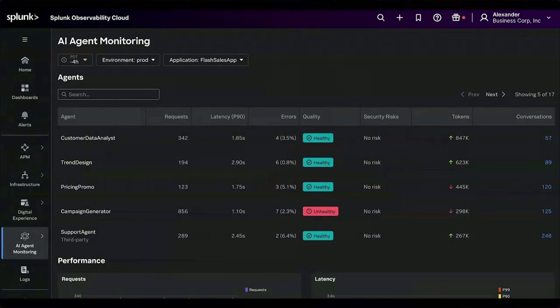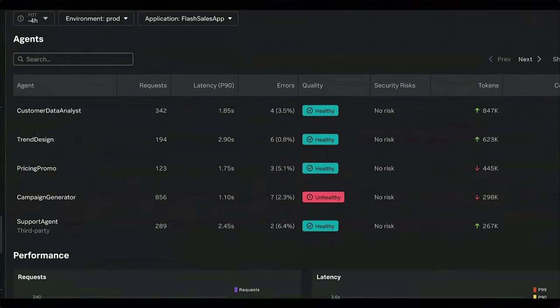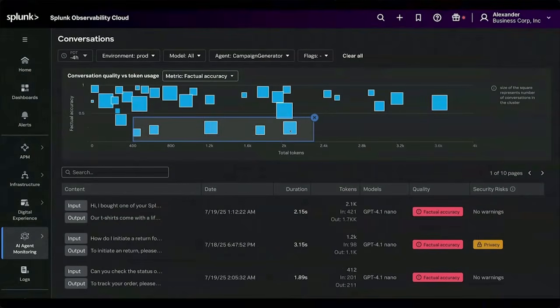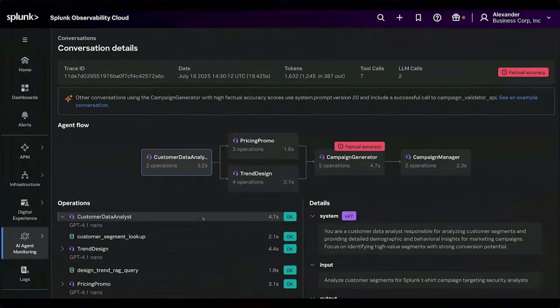Now here, by just looking at this, I see that the campaign generator agent is having issues. It actually looks like it's unhealthy, and the quality is dropping because the factual accuracy of this is dropping. So I want to dig into this a little bit further by looking at the conversations that are specific to this agent. Here, I'm going to zero in on conversations that are low quality and high cost. Also, because we are integrated with Cisco AI Defense, I know I am protected against security issues, safety issues, and even privacy issues. Now, I need to dig into this problem a lot more, so I want to look at a specific conversation that had this issue.